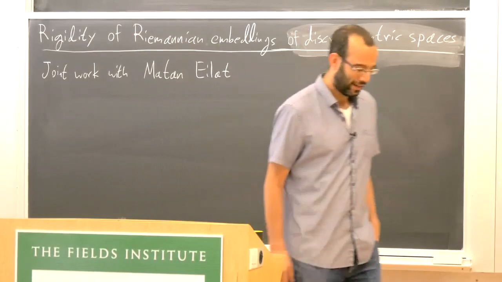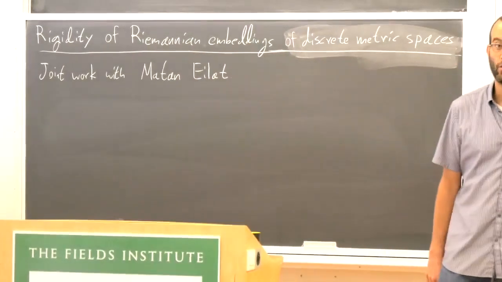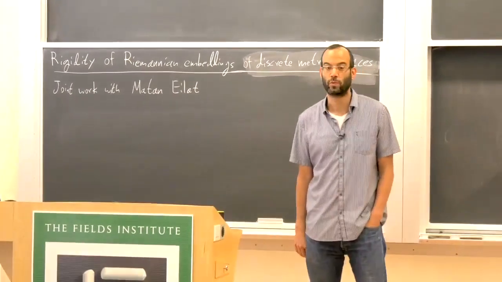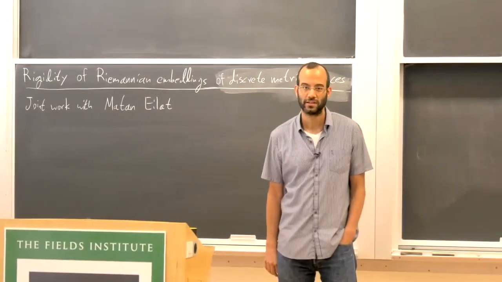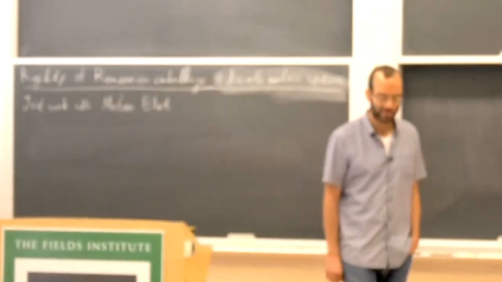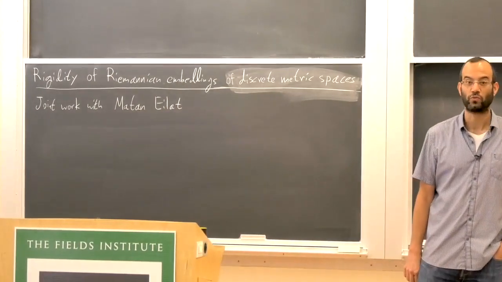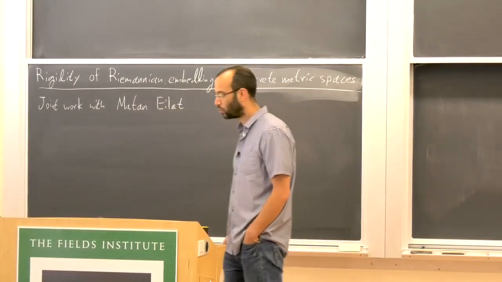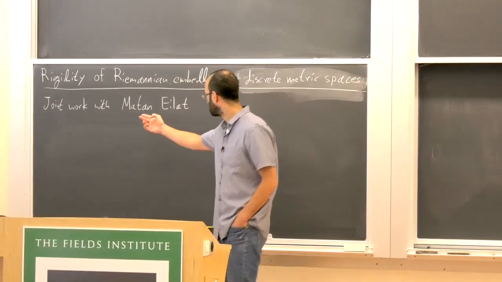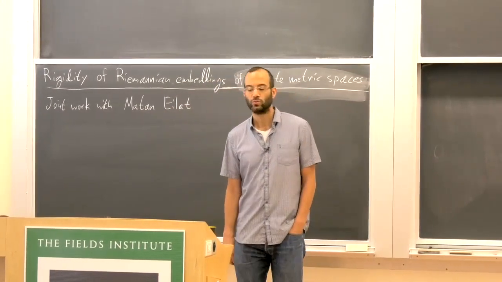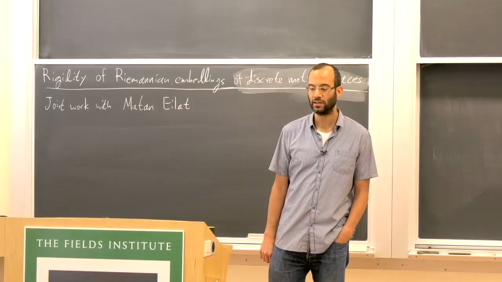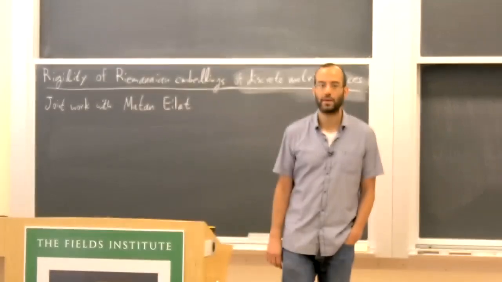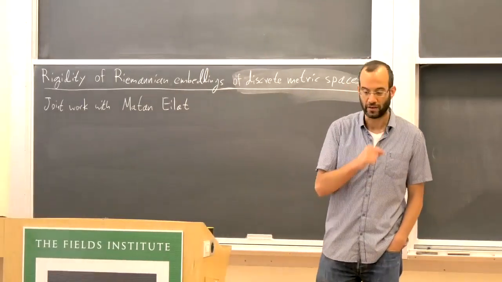Thank you. Hello, everybody. Let me begin by thanking the organizers, Christina Soromani and Robert McCann, for inviting me to speak in this special semester on non-smooth Riemannian Lorentzian geometry. And indeed, as we just heard, this is joint work with Matan Eilat, a graduate student at the Weizmann Institute in Israel. I'm going to talk about some Riemannian aspects of discrete metric spaces.